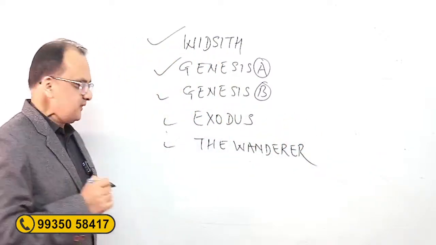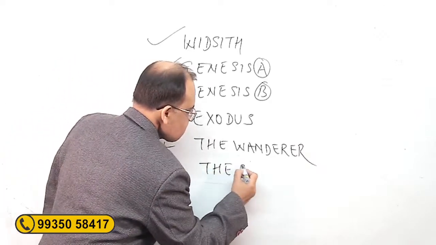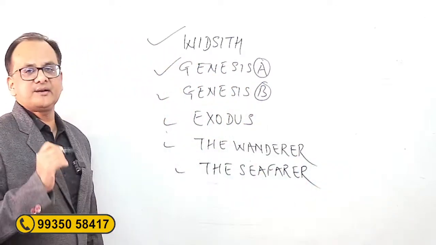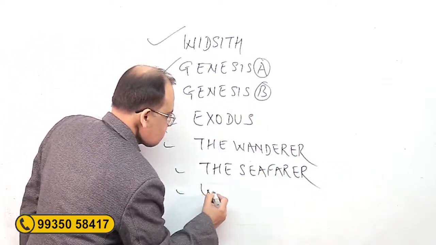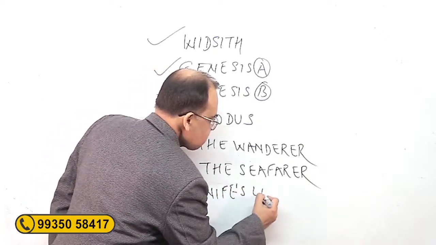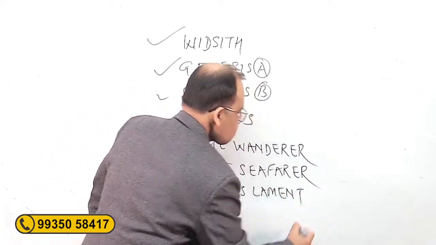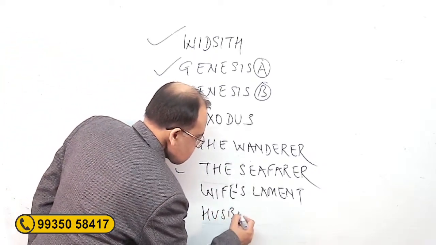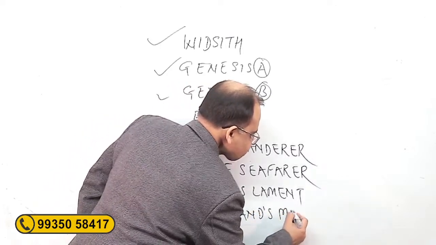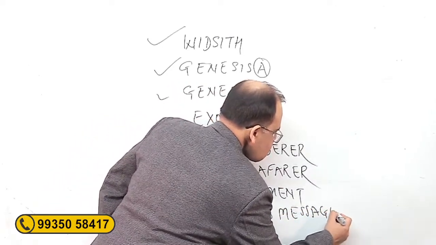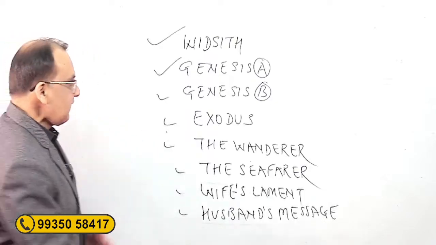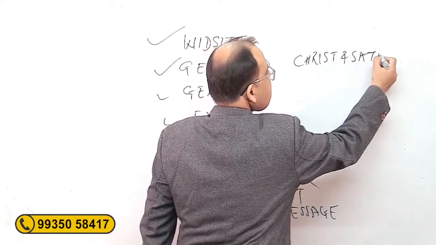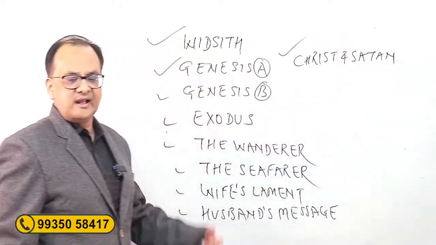The Wanderer. Next, the Seafarer. Then Wife's Lament. Then Husband's Message. Then Christ and Satan.